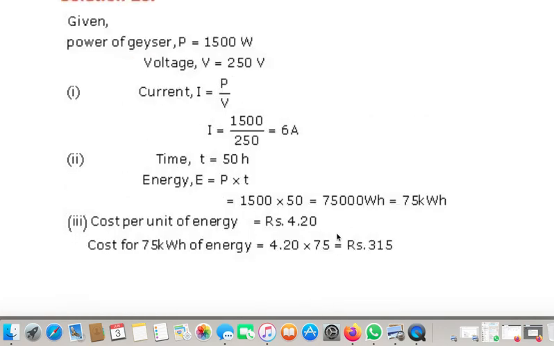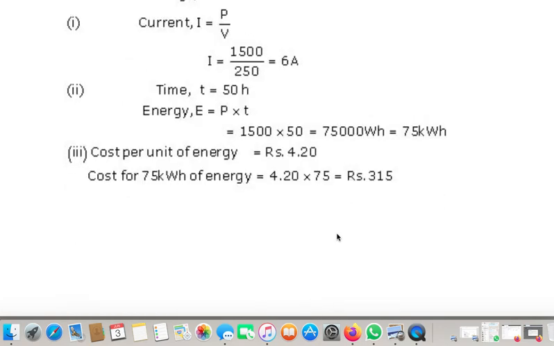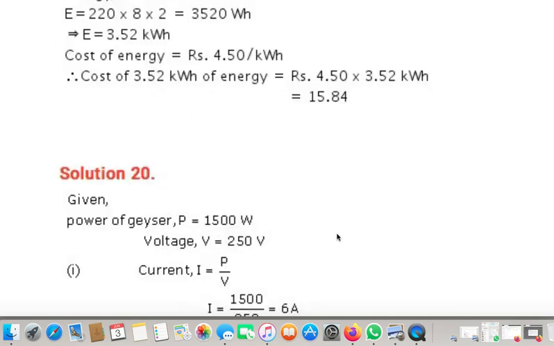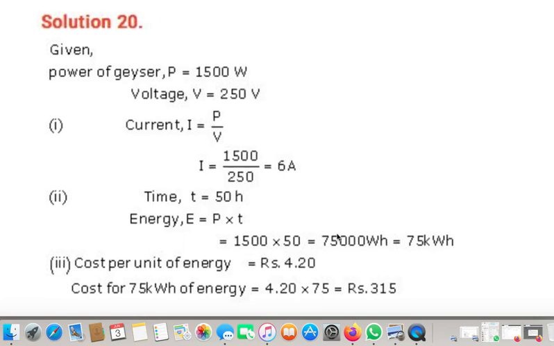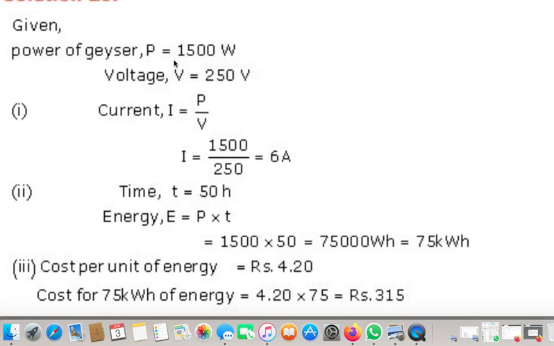Let's see the next one. Now what it says. Last question of the exercise, so please pay attention. Now we are given a geyser with a power of 1500 watt. This is the power rating of the geyser. How am I able to say that? Because very clearly I know that when power and voltage are given, it is the rating. We get two values using it: the safe limit of current I, and the resistance R also, using V square upon P.